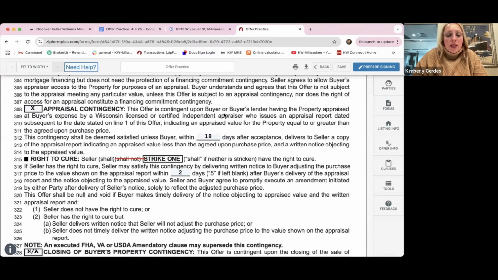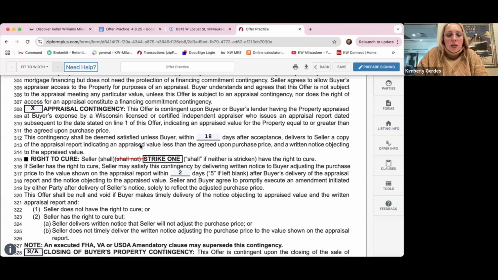If the appraiser comes back and says, you know what, this house is only worth 240. Now we've got a little bit of a situation because our buyer might not be able to get a loan for the original amount because the appraiser is telling us the house isn't worth what the buyer has offered.